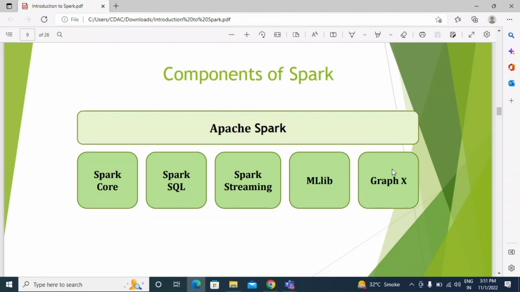So GraphX is the component which works upon your graph databases. ML library is the component which works on your machine learning set. So if you want to do a particular machine learning over your data, you can use this component. Spark streaming. You have streams of your data which is continuously flowing. You need to process that type of data. Then you can use Spark streaming.